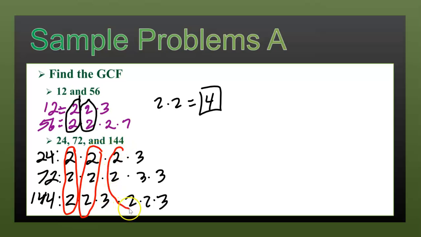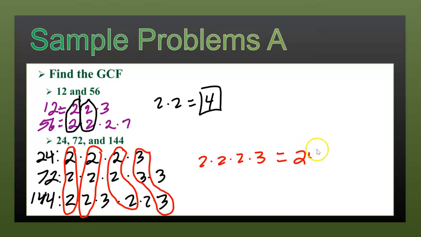They have this 2. And they also all have a 3 involved. So now if you look at them, I have a 2 times a 2 times a 2 times a 3. Well, 2 times 2 is 4, 2 times 3 is 6, 4 times 6 is 24, so the greatest common factor amongst them would be 24.